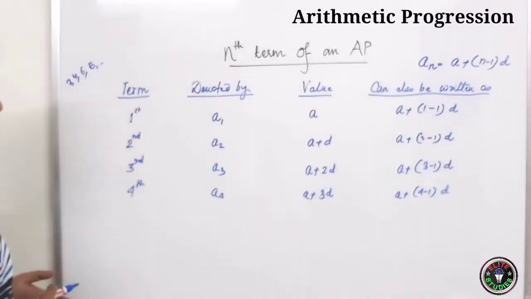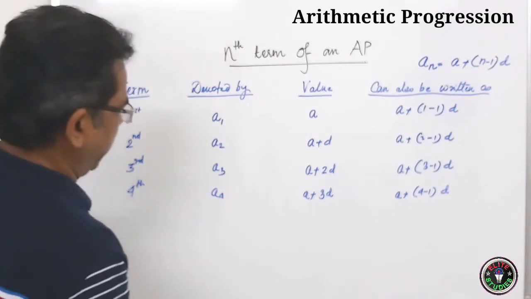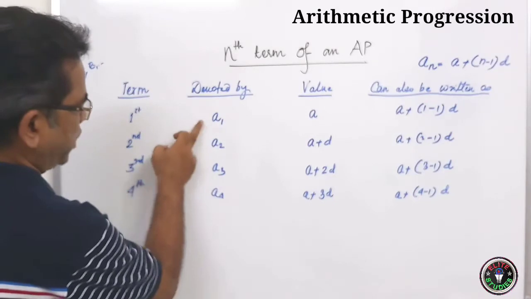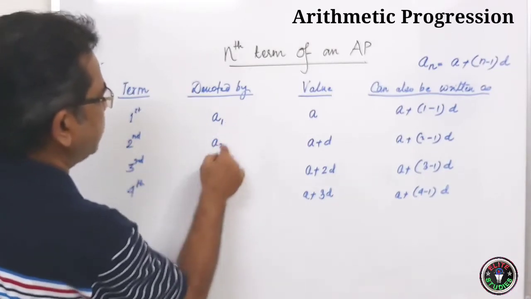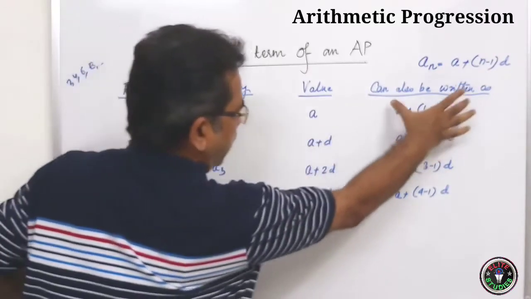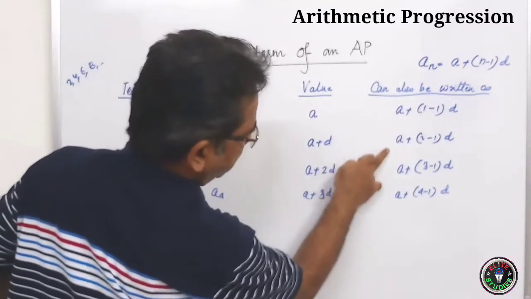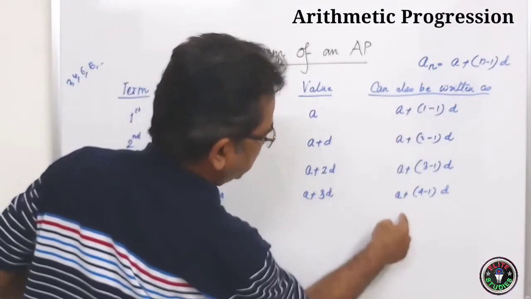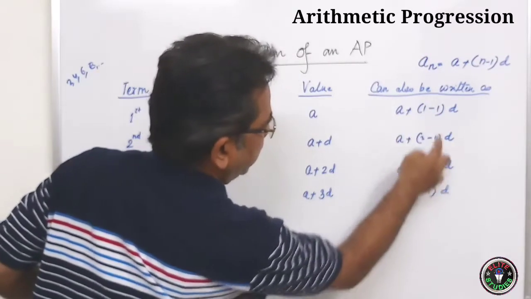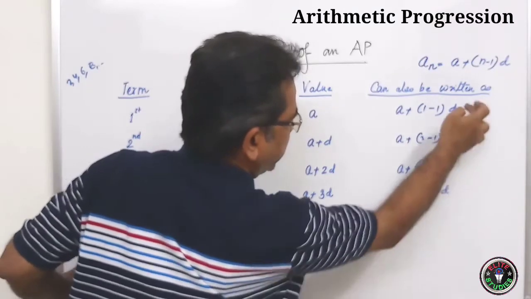Now, if you observe one thing, a1, a2, a3, a4: first term, second term, third term, fourth term. Here, A is all the same, plus it is the same. 1, 2, 3, 4, you see there is a sequence. Minus 1, minus 1, minus 1, minus 1, and D.